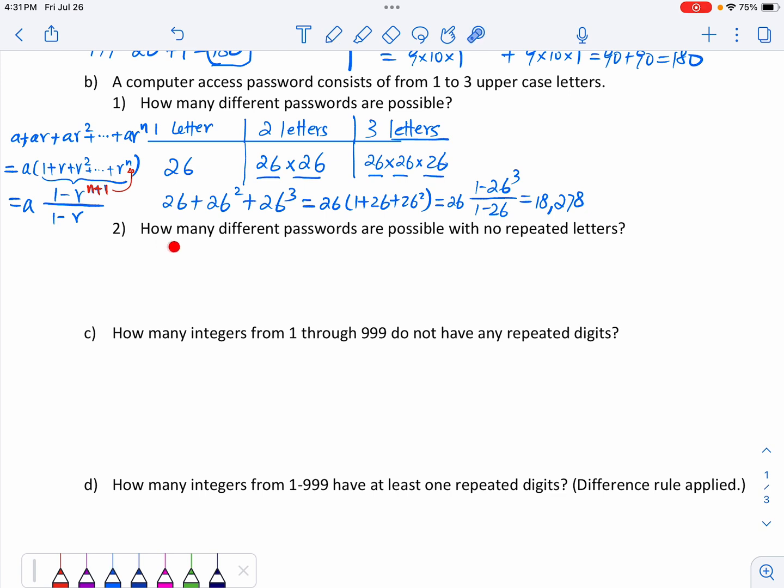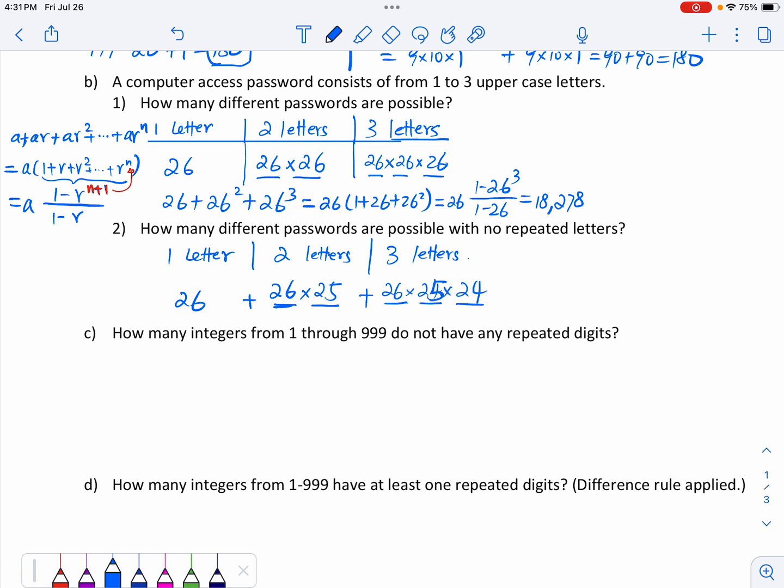Now, the second part is how many different passwords are possible with no repeated letters. We still look at 3 cases. The first set is 1-letter passwords. The second set is 2-letter passwords. And the third set is 3-letter passwords, right? For the first, there are only 26 ways. For the second, because we do not allow repetition, there are 26 ways to fill in the first position. Once that letter is used, you're left with 25 letters, so times 25. And then plus, for the 3-letter scenario, 26 times 25 times 24. Which gives me 16,276.